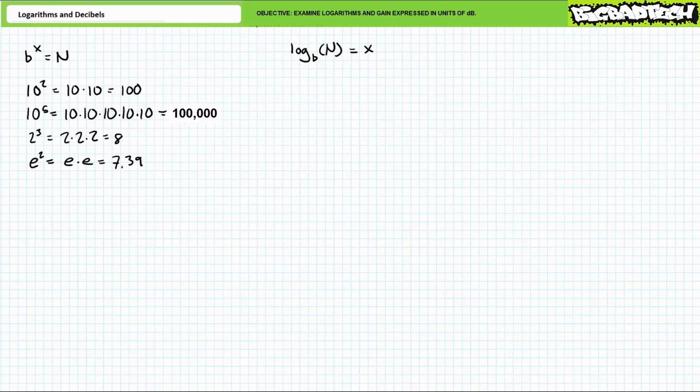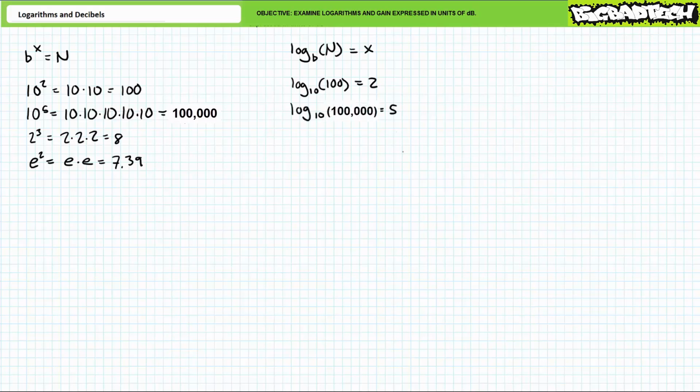It answers the question, to what power do you have to raise a base to get a specific number? The logarithm operation is written log with a subscript to the base b and the number n in parentheses, which yields the power x. Consider the expression, to what power do I have to raise 10 to get 100? Written as log base 10 of 100. The answer is quite obviously 2, since 10 raised to the 2nd power equals 100.